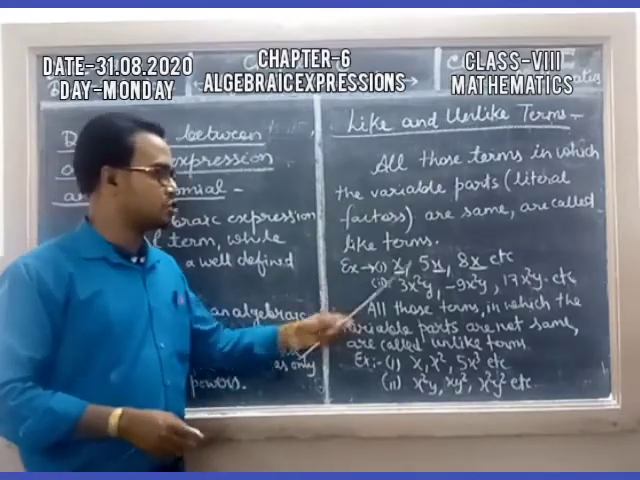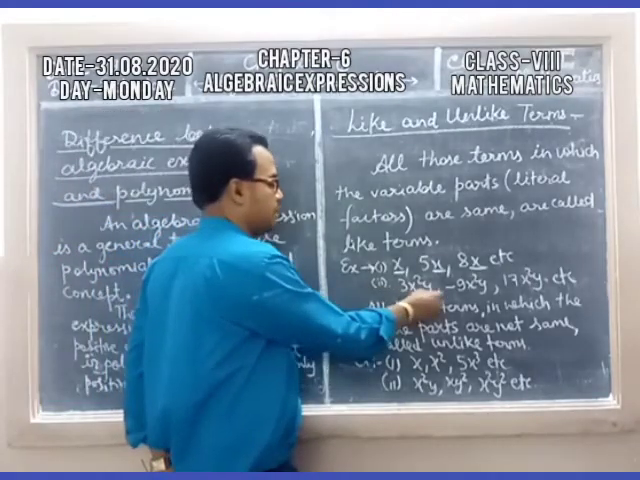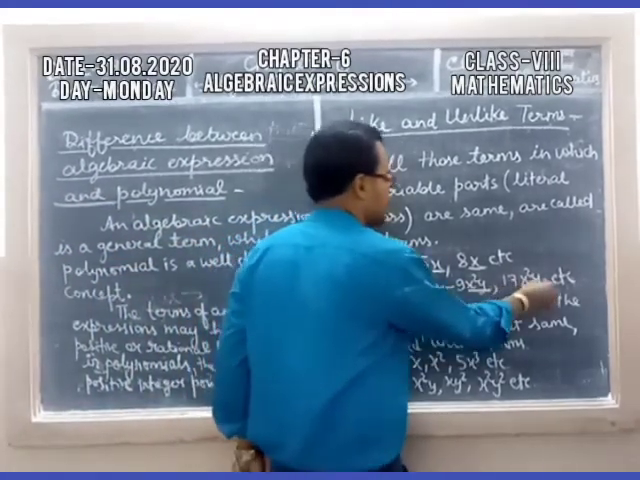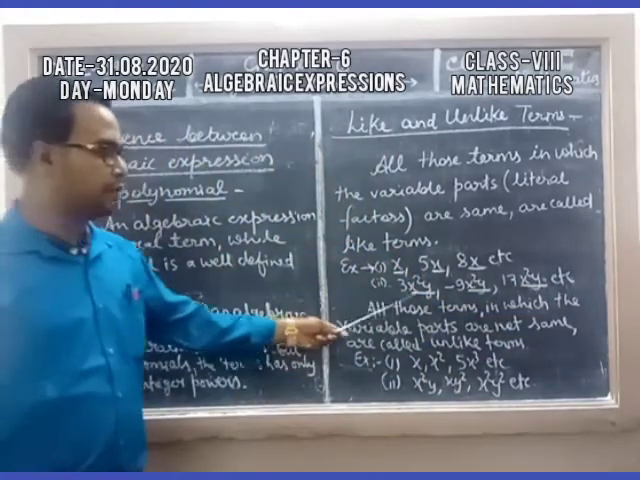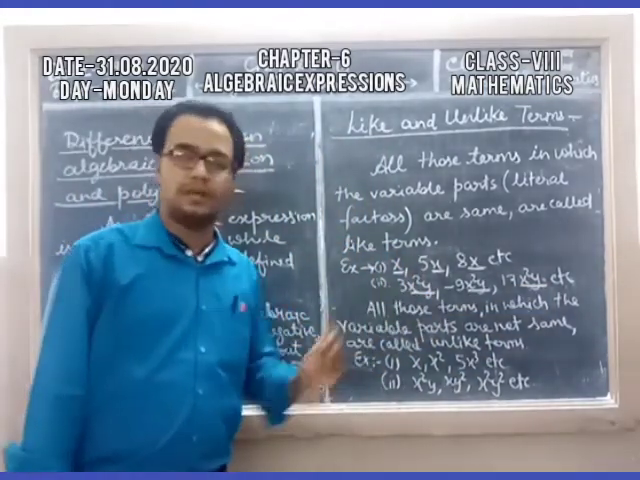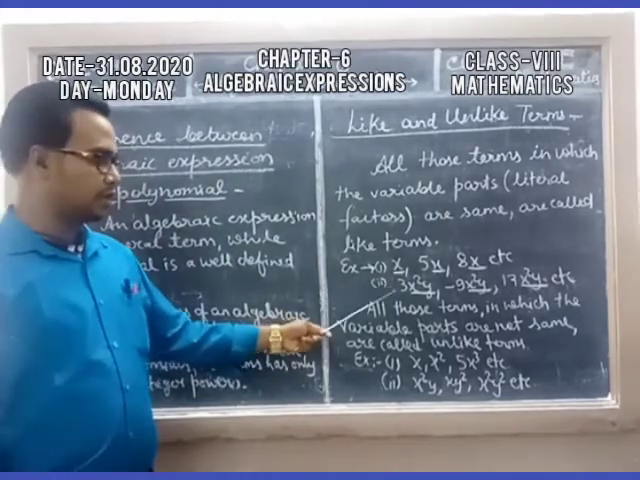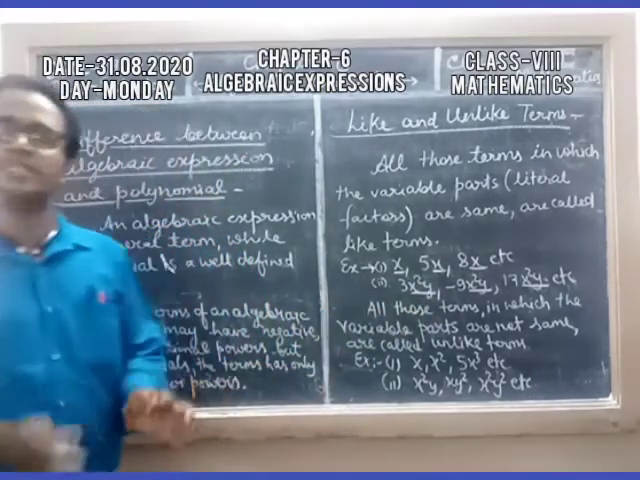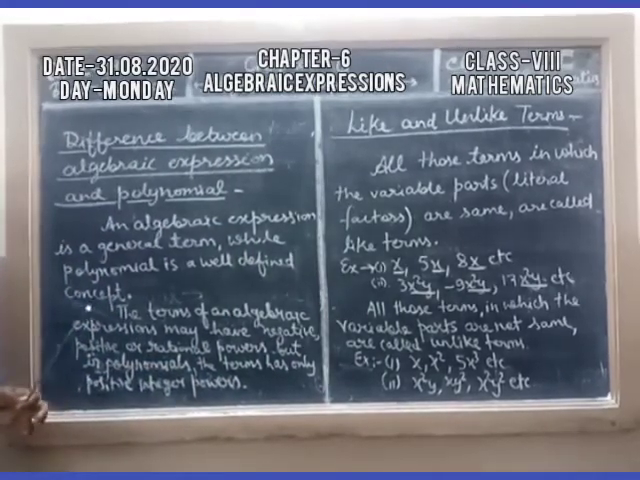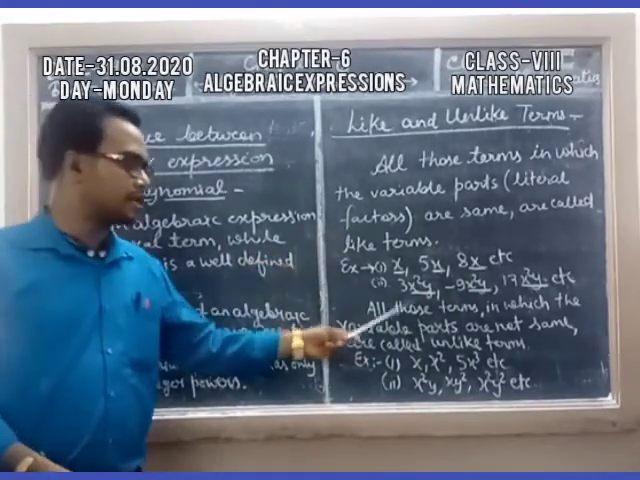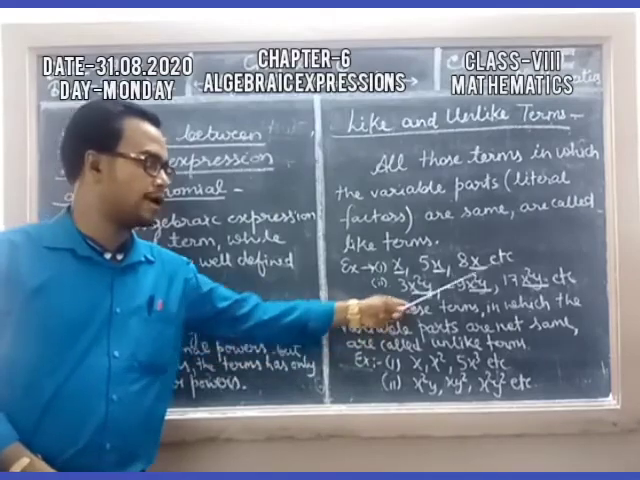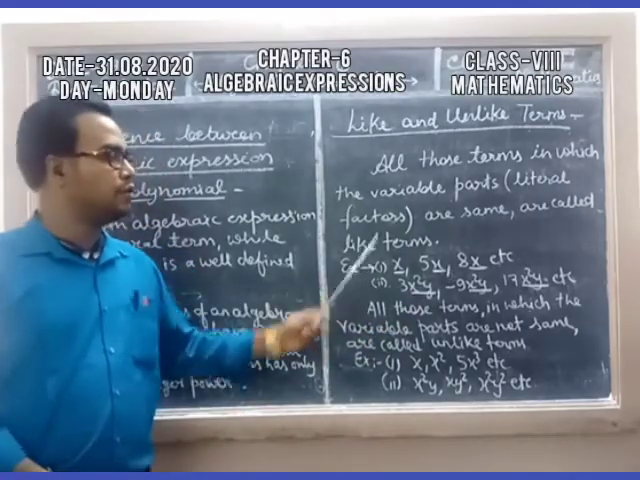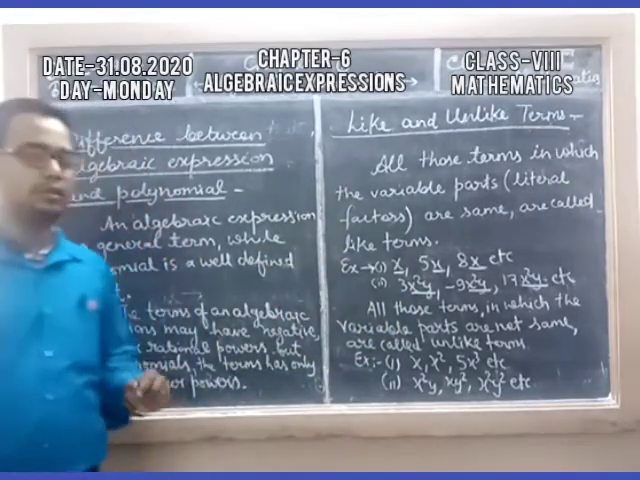Second example, 3x square y, -9x square y, 7x square y. So here x square y, x square y, x square y. All the variable parts are same in all these three terms. Numerical coefficients are 3, -9 and 7. Numerical coefficients may be different, but literal parts or variable parts are same. So these types of terms are called like terms.